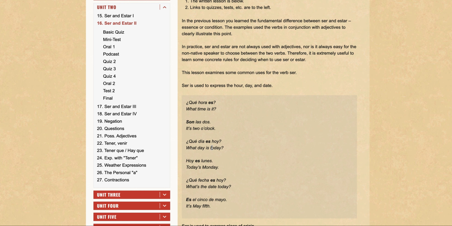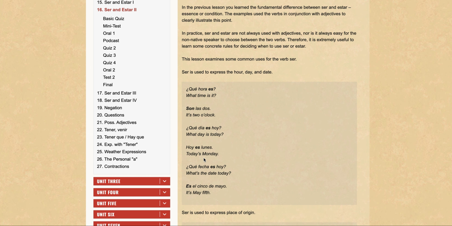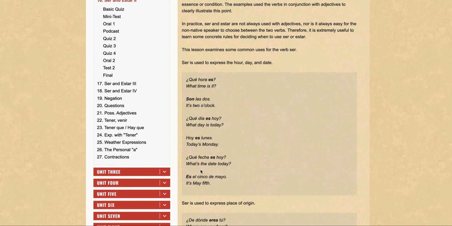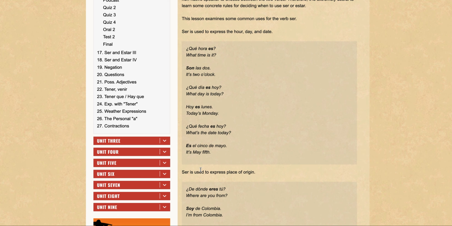¿Qué día es hoy? What day is today? So es, you can see, is, right? Hoy es lunes. Today is Monday. ¿Qué fecha es hoy? What's the date today? Es el 5 de mayo. It's May 5th.